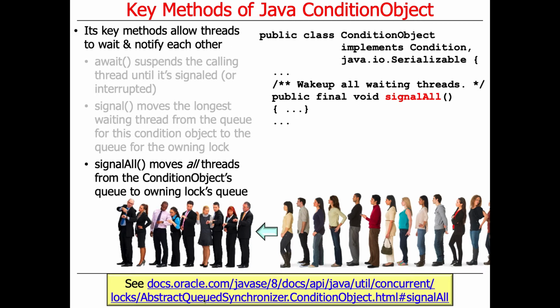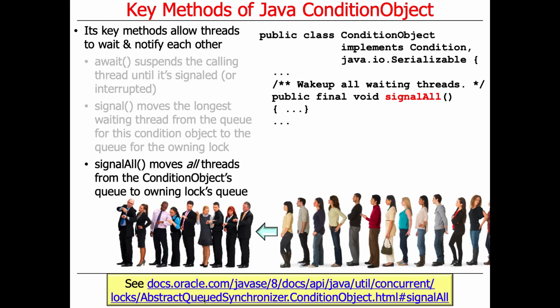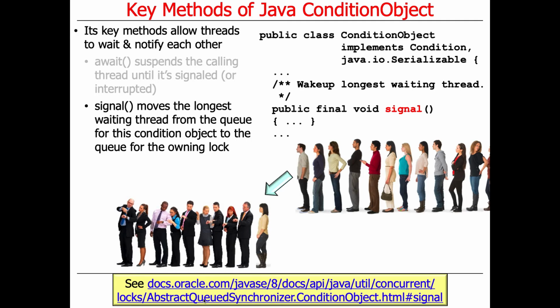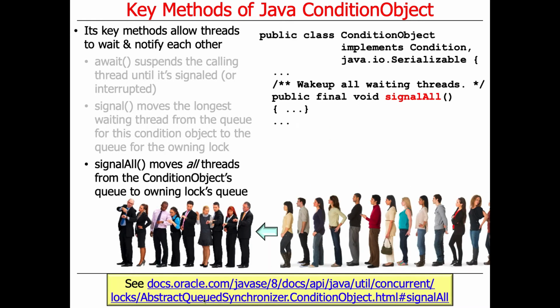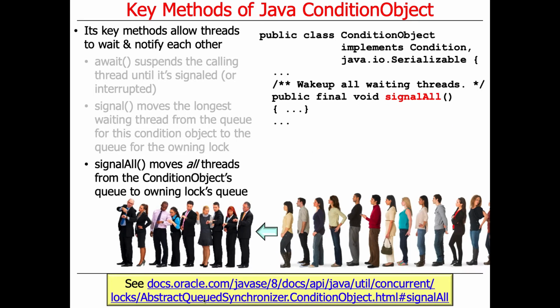And then SignalAll moves all the threads from the condition object's queue to the owning lock's queue. So it goes here. Everybody shows up in this queue. And I should also mention that where you go in this queue depends on whether or not this lock is in fair or non-fair sync semantics. If it's in fair sync semantics, you move to the end. If it's non-fair sync semantics, you could barge ahead. But the main difference between signal and SignalAll is shown visually here. Signal moves one thread. SignalAll moves them all.